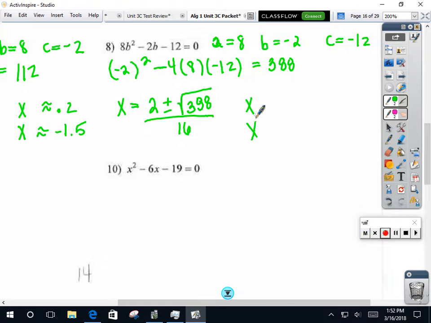2 plus the square root of 388, all divided by 16, and that gives you 1.4. And then you do 2 minus the square root of 388 divided by 16, and you get what? Negative 1.1. Okay, 2 more and then we'll be done.